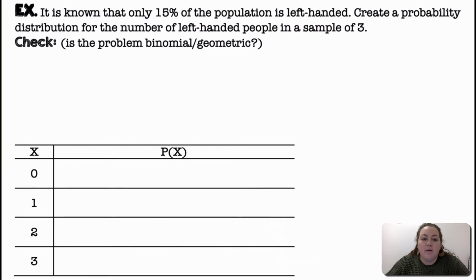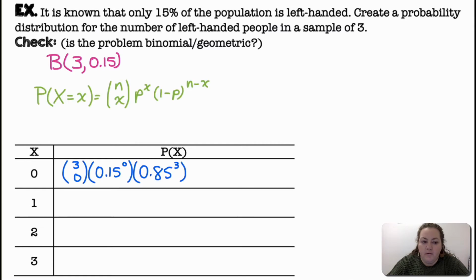It is known that only 15% of the population is left-handed. Create a probability distribution for the number of left-handed people in a sample of 3. First we're going to check, is the problem binomial or geometric? In order to be binomial or geometric, I have to have a set number of trials, it has to be independent, and the probability has to stay the same. This is a binomial because they said a sample of 3, so I have a set number of trials, and my probability is 0.15. So it is binomial.